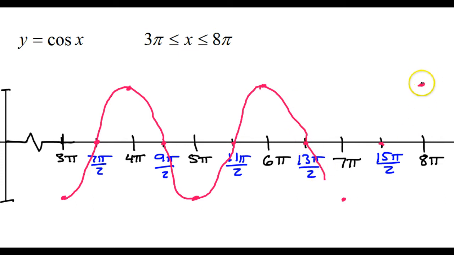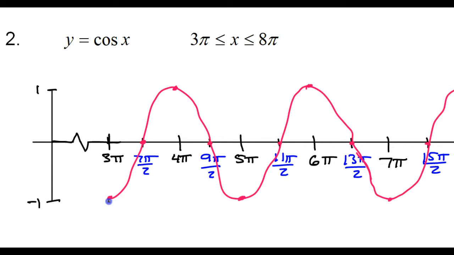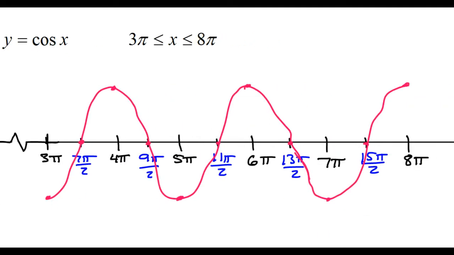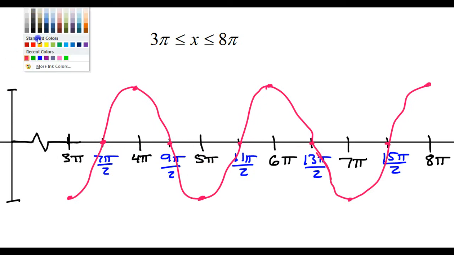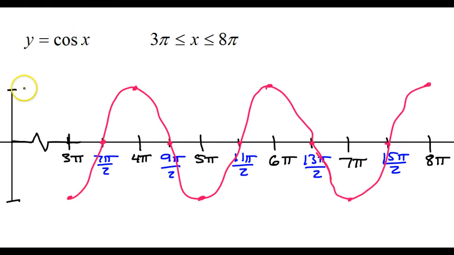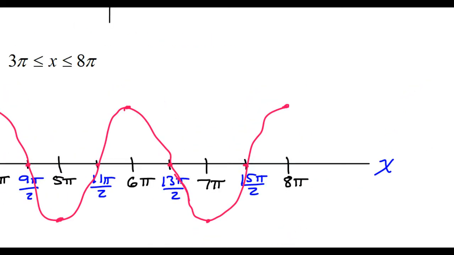This is hard to do. Okay, let me try it from the side. Okay, got a little dented and bent in here, but you get the idea. This is what your cosine function is going to look like from 3 pi all the way to 8 pi, and everything's labeled up, except I almost forgot to label my x and y axis. Alright, this over here is my y-axis, and of course this is my x-axis.